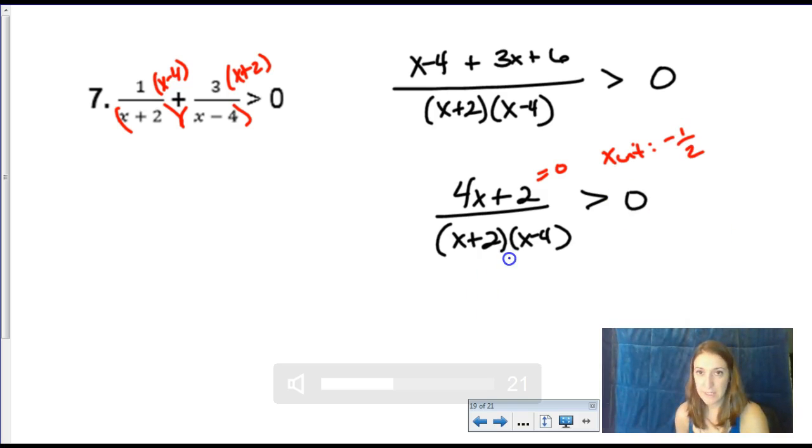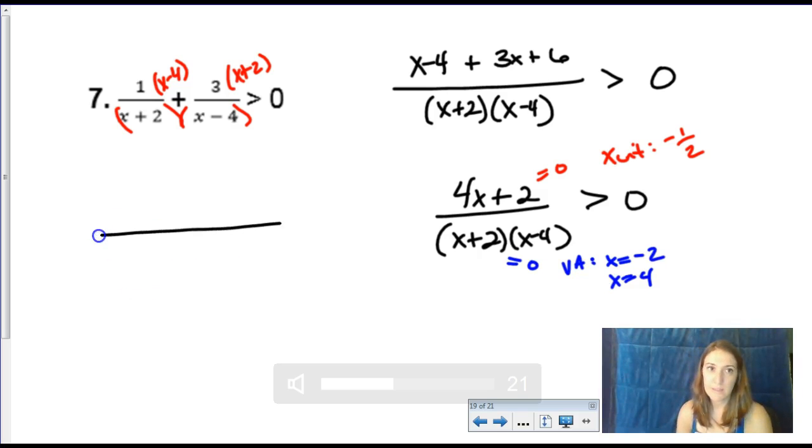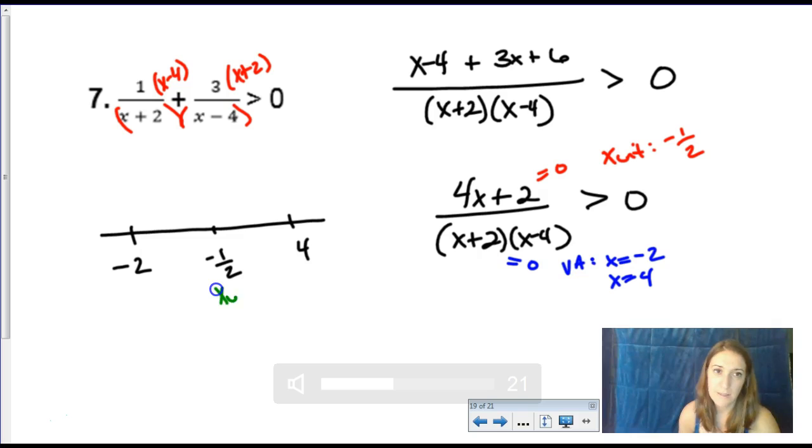If I set my denominators equal to 0, I am going to get two vertical asymptotes at x equals negative 2 and at x equals 4. So there are 3 things on my sign chart that I have to worry about. If I put them in relative order, they are negative 2, followed by negative 1/2, followed by 4. And I am going to notate on my little sign chart who's an asymptote and who's an x-intercept. So this guy here is an x-intercept, but this is an asymptote, and this is an asymptote.